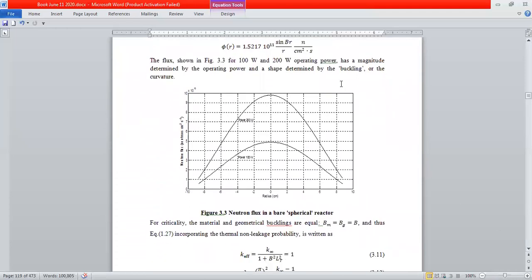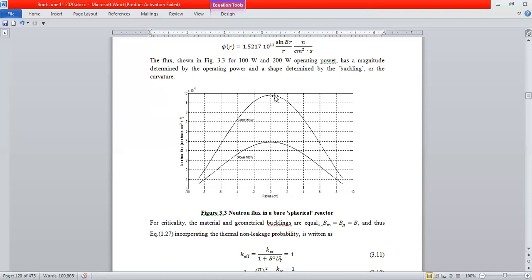Now here I want to tell you something very important. This is the flux for a 100-watt reactor. Here's the radius, here's the neutron flux. It's cosine, so it's symmetric. Now this is the flux at 200 watt. Can you tell me which one of these is critical? Or is none of them critical? Or are both of them critical? Well, the correct answer is that both of them are critical.